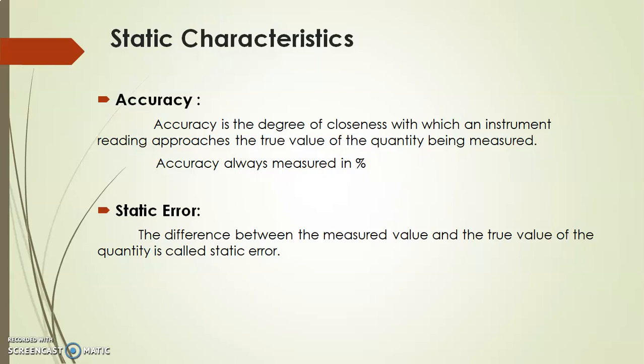Now the next characteristic is static error. You can define static error as the difference between the measured value and the true value of the quantity. The measured value is the value that comes from the measuring instrument, and the true value is the value that comes from the standard instrument. The difference between these two is called the static error.